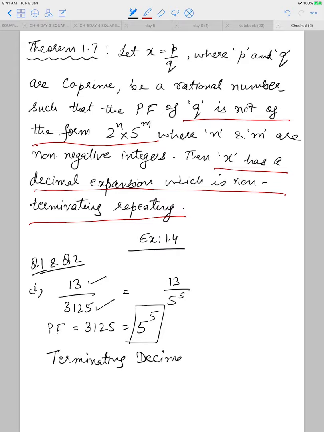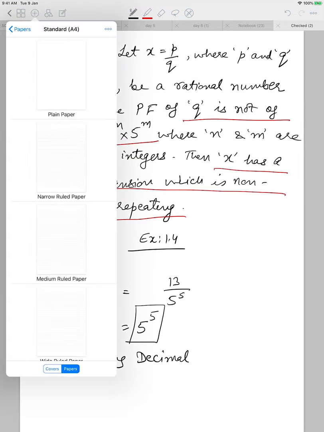Now question number 2 says, all the numbers which have terminating decimal expansion, write down their decimal expansion as well. So what do you think? Is it easy for you to divide and then write down the decimal expansion of 13 upon 3125? Dividing by a 4-digit number is not that easy. So let's find out an easier way of doing these questions.